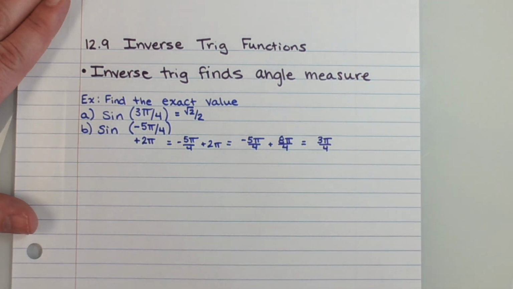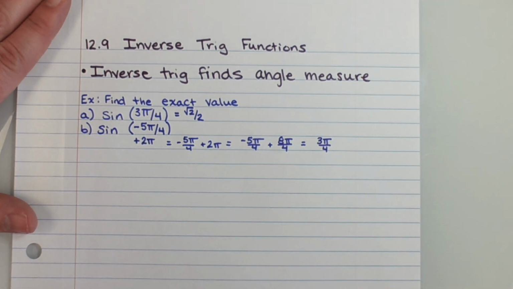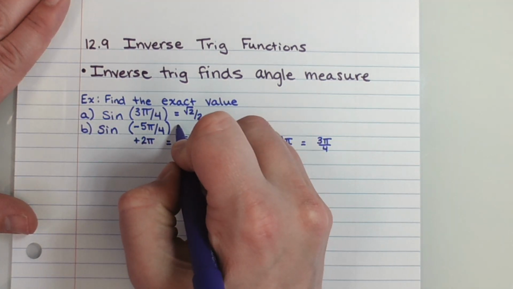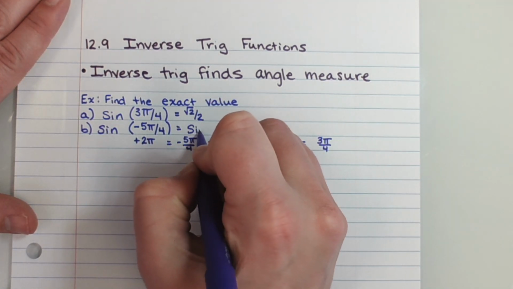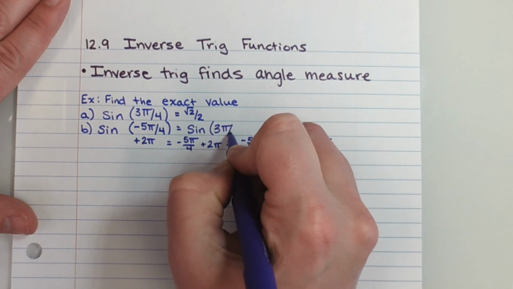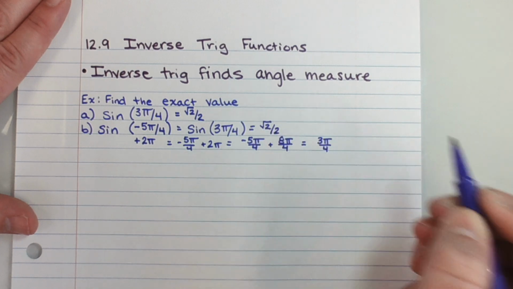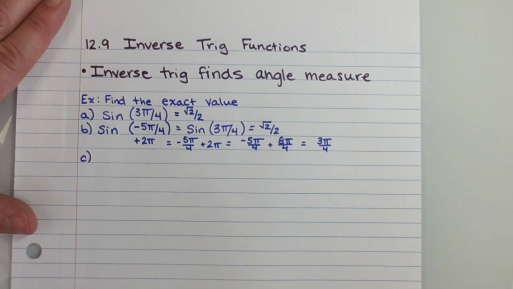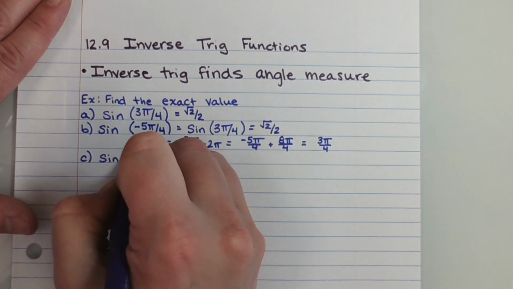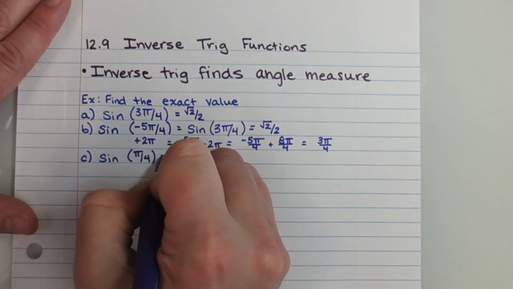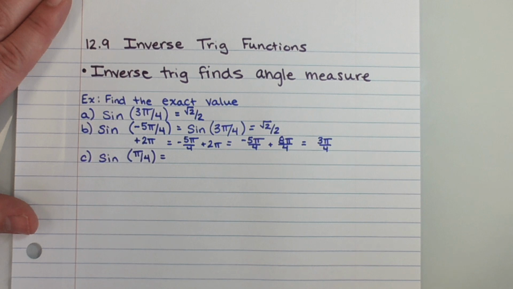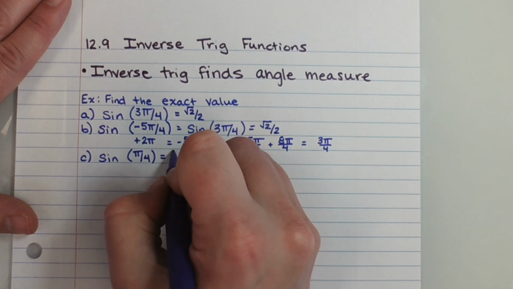Could I have also used a calculator to find the coterminal angle? Yes, just don't put the pi in. I would have done negative 5/4 plus 2, simplified the fraction, it would have told me it's 3/4. So, sine of negative 5 pi over 4 is equivalent to sine of 3 pi over 4, which we already found to be root 2 over 2. What about sine of pi over 4? Root 2 over 2.